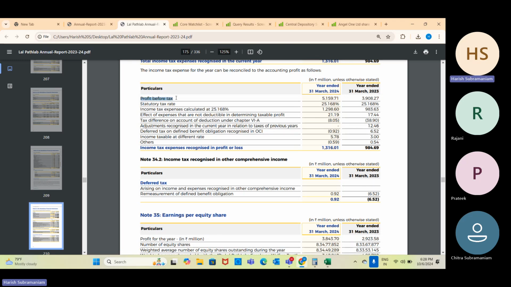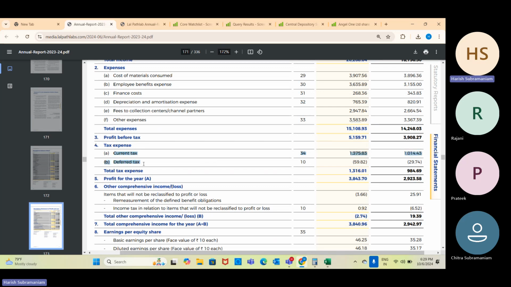This is the profit before tax. This is the tax rate, so they are being taxed at 25.168%. And then this is the income tax expense. Then there are some expenses that are not deductible, and they are making some adjustments. And then they are saying, okay, this is the income tax that we have basically paid. So there are some details in terms of income tax.